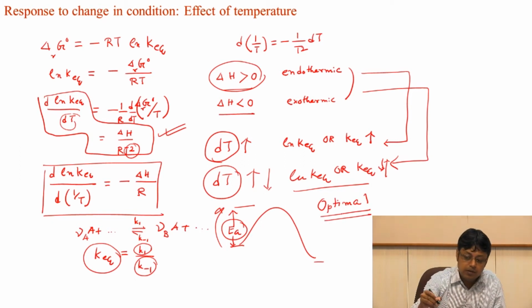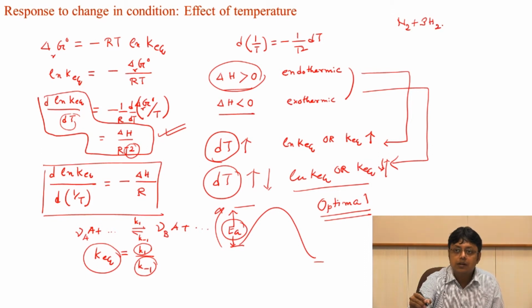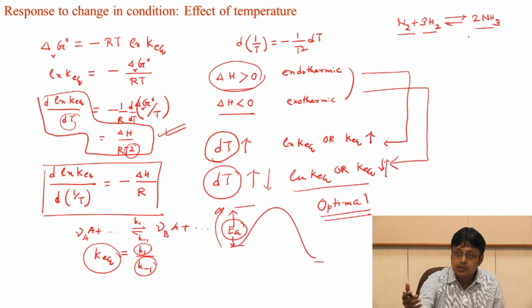For example, you have studied this famous reaction, which we'll also discuss when we consider the catalysis part, of ammonia from nitrogen and hydrogen, which is an extremely important reaction for our survival. Now this reaction is actually exothermic. It produces a lot of heat.